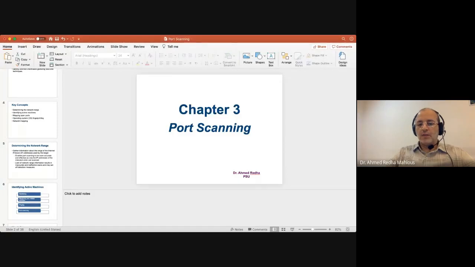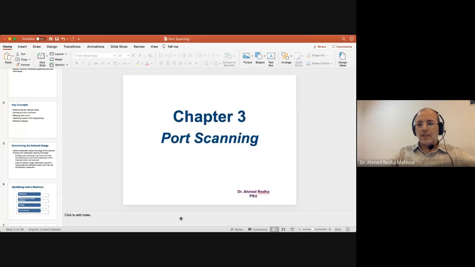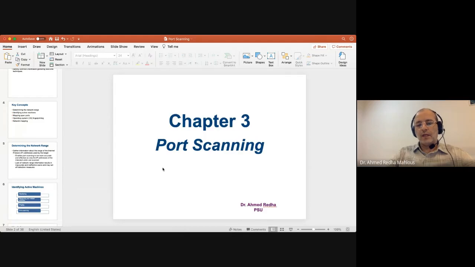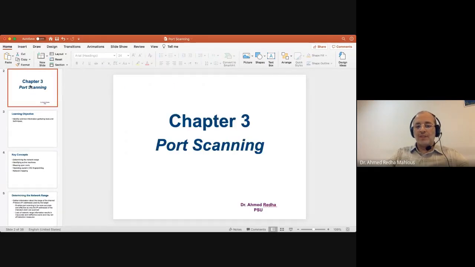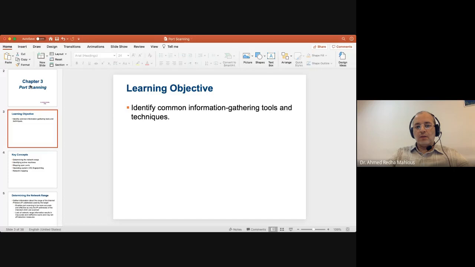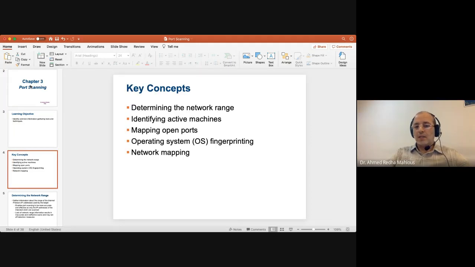Okay, this is related to the steps that will be taken by a hacker in the next phase after doing gathering. We go to what is known as port scanning. Port scanning is just to identify the different types of tools that can be used to gather information. The first thing within information gathering is to do port scanning.